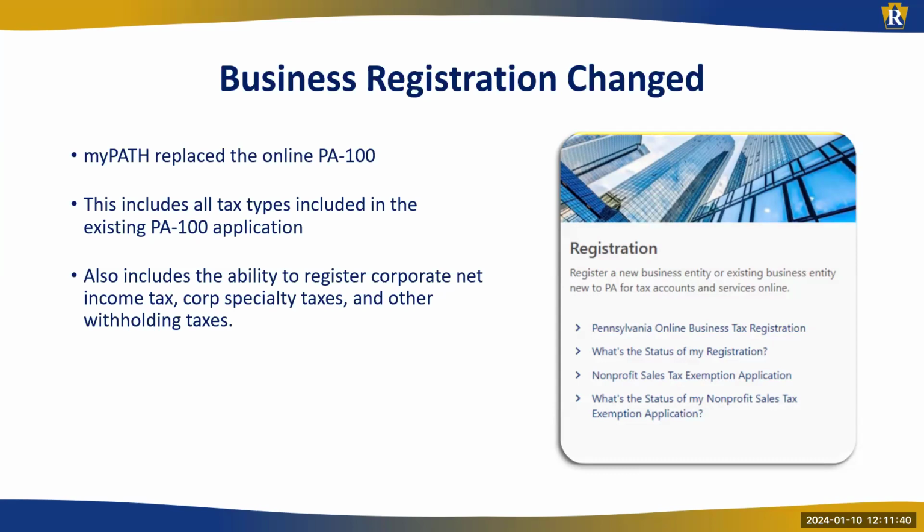Please be aware that you still need to contact the Department of State if you are registering a corporation to secure a corporate name clearance and register for corporation tax purposes. Additionally, the Pennsylvania Department of Revenue and the Pennsylvania Department of Labor and Industry do share this application, but unemployment compensation must still be paid directly to the Department of Labor and Industry.